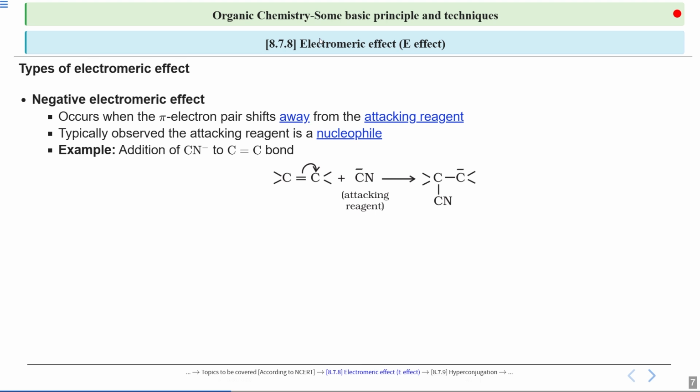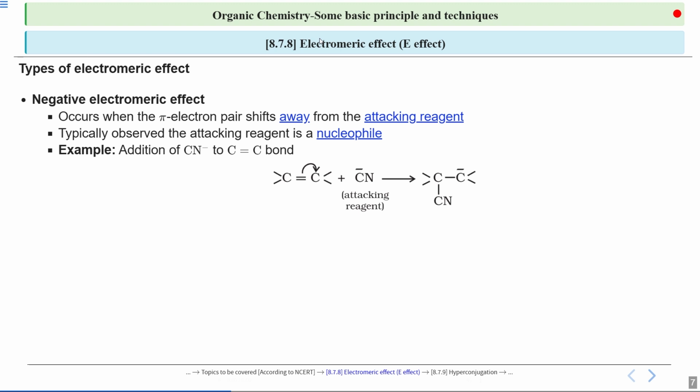As a result of that, the pi bond will move on to the next carbon and it will create a negative charge on that carbon, whereas the CN will be attached onto one of the doubly bonded carbon. So this is the overall course of reaction, or the overall course of the electronic displacement. Now what you can observe here is that the attacking reagent is donating electrons. So the overall double bond is accepting that electron pair. So it is showing a minus E effect.